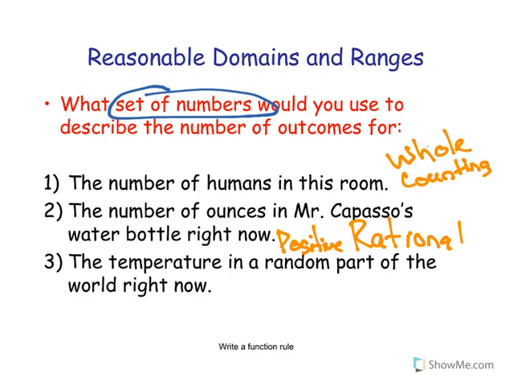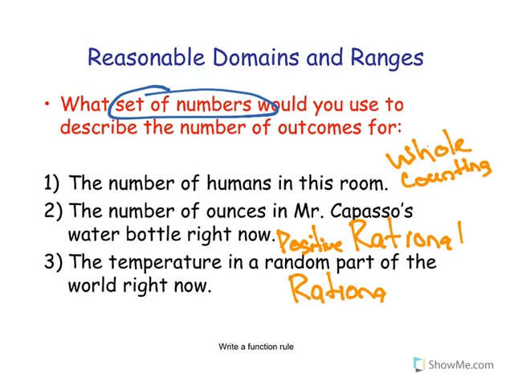Number 3, the temperature in a random part of the world right now. All right, so there's some places that are pretty hot. There's some places that are pretty cold. So this is going to be similar to what I did for number 2, except it doesn't have to be positive, right? If we go to somewhere in Antarctica where it's negative 60, negative 70, maybe as cold as negative 120, I think, certainly the temperatures could be negative. So now we're just talking rational.